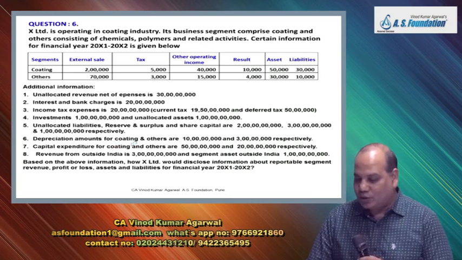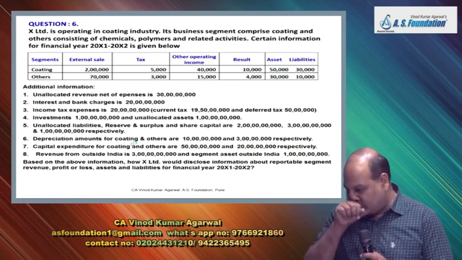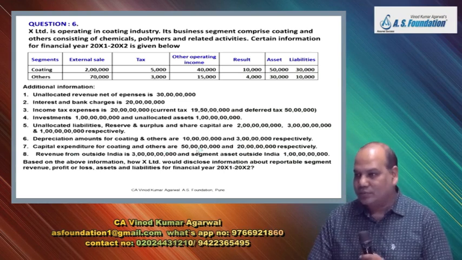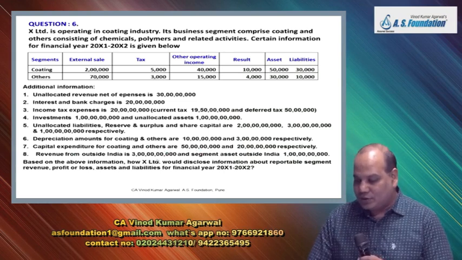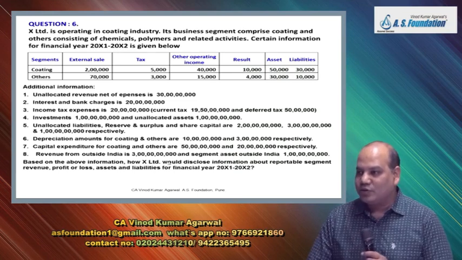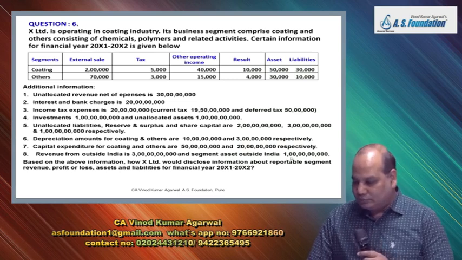Depreciation amount for coating and others are 10 crore and 3 crore respectively. Capital expenditure for coating and others are 50 crore and 20 crore respectively. Revenue from outside India is 300 crore and segment asset outside India is 100 crore. So this will be required for entity-wide disclosures. How much revenue is within the domestic country, domicile, and outside. How much assets are within India, how much assets are outside India.